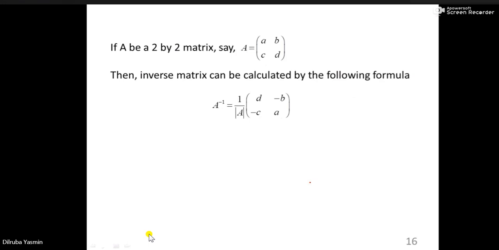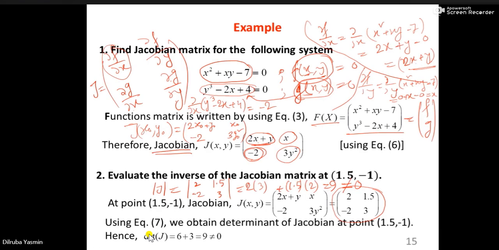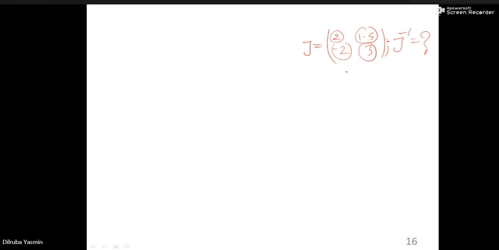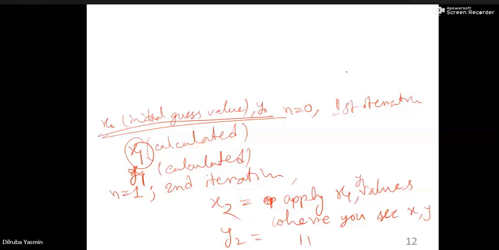Okay. So how do you get it? Suppose this is a Jacobian matrix. Let me write it down for you. Then I will show you what the calculation is that you can see here. How do you get it? I already showed you the process, isn't it? Do you remember? I already showed you here.